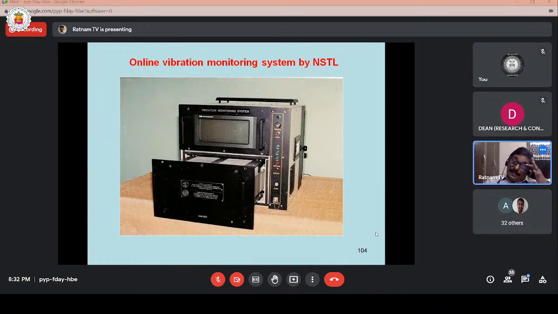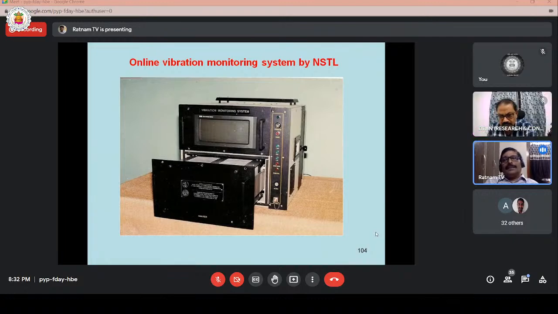This system indicates the alarming levels. This is a typical four-channel analyzer. Four monitoring points are connected to this analyzer. When the vibration is continuously monitored and the levels increase and reach the alarming levels, it produces an alarming sound. Then they will go for detailed vibration analysis or for any maintenance activity.